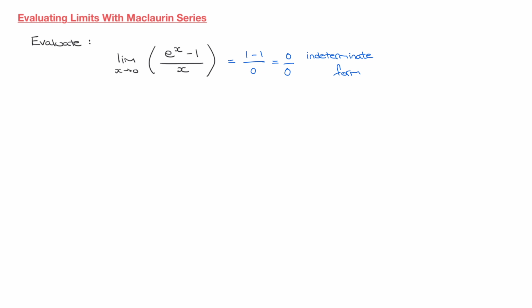And oftentimes when that happens, and when we're studying limits as x tends towards 0, Maclaurin series will help us evaluate the limit. And here's the whole idea. We've already seen that the Maclaurin series of e to the x is given by the following. e to the x is equal to 1 plus x plus x squared over factorial 2 plus x cubed over factorial 3 plus x to the power of 4 over factorial 4, and we could carry on forever that way.